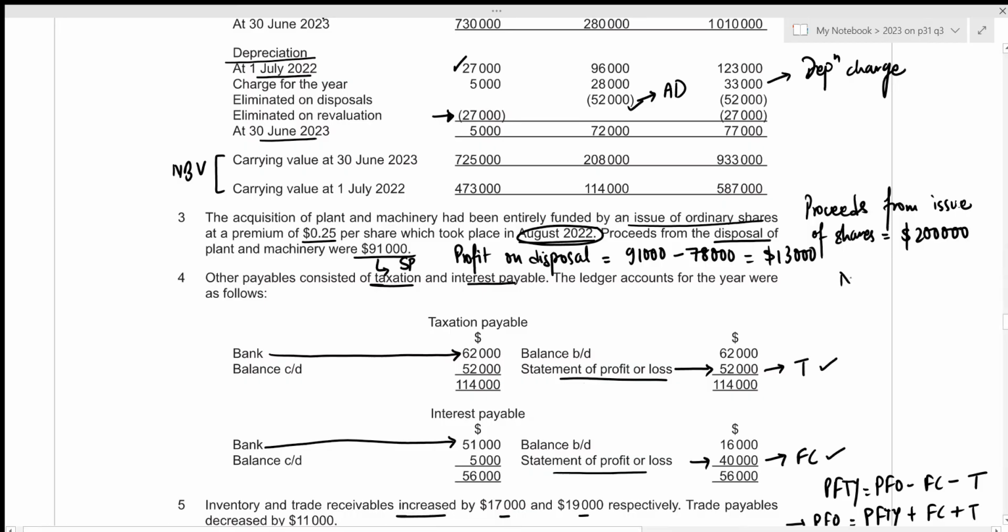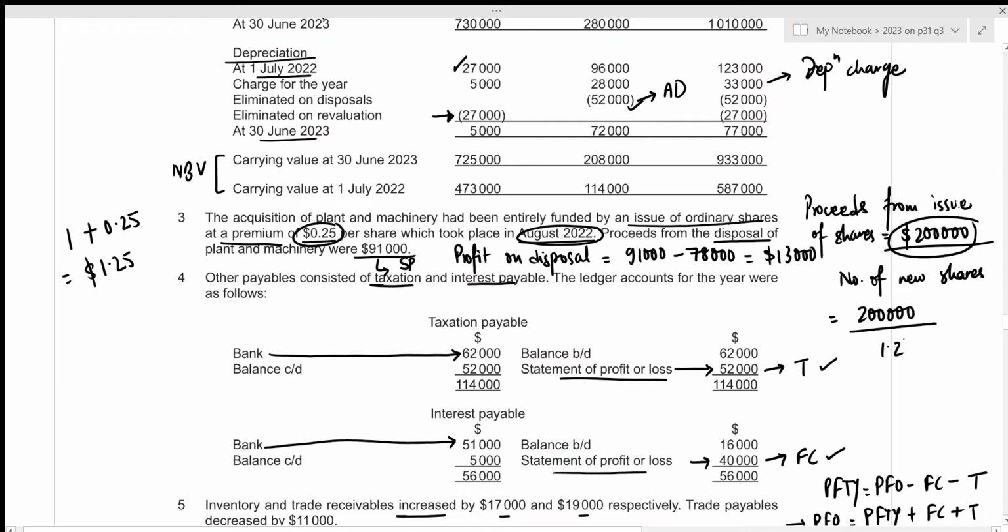Let's calculate the number of new shares. And remember that this is the entire value of the new shares, right? And this value was at a premium of 0.25. We were given the nominal rate of 1. Then we have to add the premium of 0.25, which gives the total value per share to be 1.25. And in order to calculate the number of shares, we just have to divide the total value, that's 200,000, by its value of 1.25. This gives the number of new shares to be 160,000.